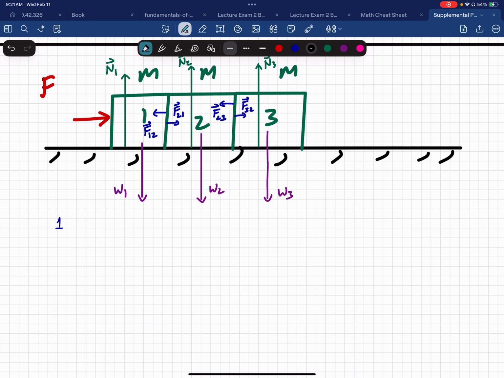The second step is, for the object 1, you do the free body diagram. Now for the free body diagram, you just focus on the object 1. So write down all the forces that are there for the object 1.